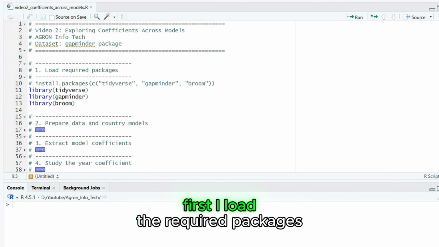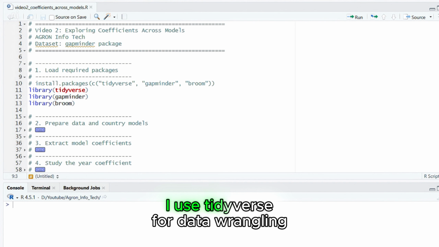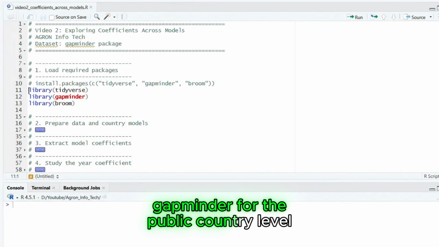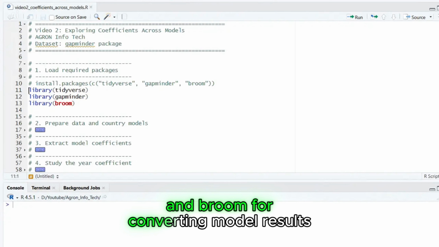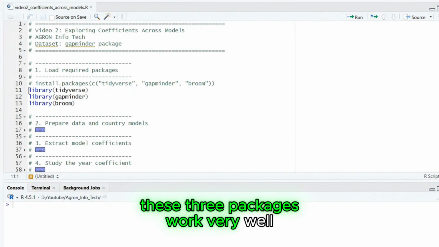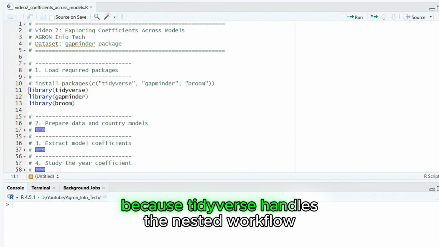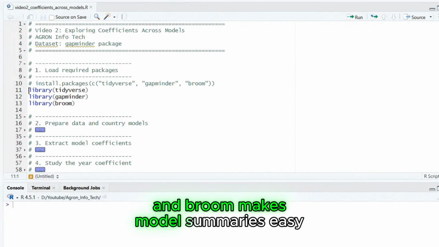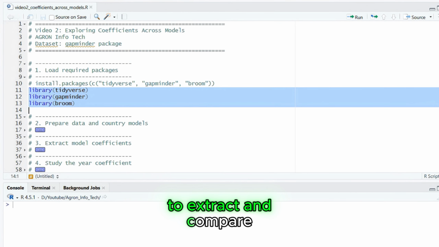First, I'll load the required packages. I use Tidyverse for data wrangling and plotting, Gapminder for the public country-level dataset, and Broom for converting model results into tidy tables. These three packages work very well together because Tidyverse handles the nested workflow, Gapminder provides repeated country observations over time, and Broom makes model summaries easy to extract and compare.